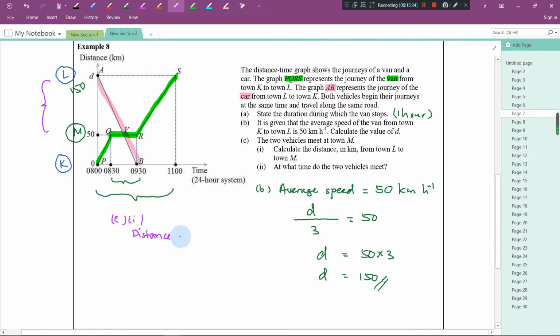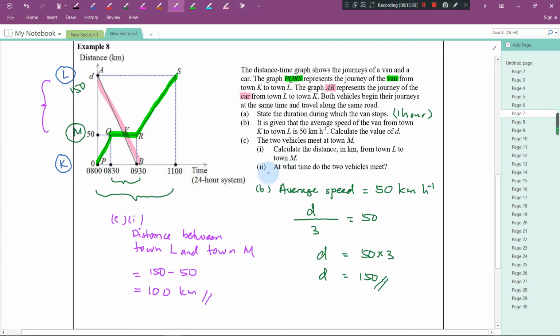Okay, I write over here C1. Distance between L and M is (150 minus 50), which is equal to 100 kilometers.